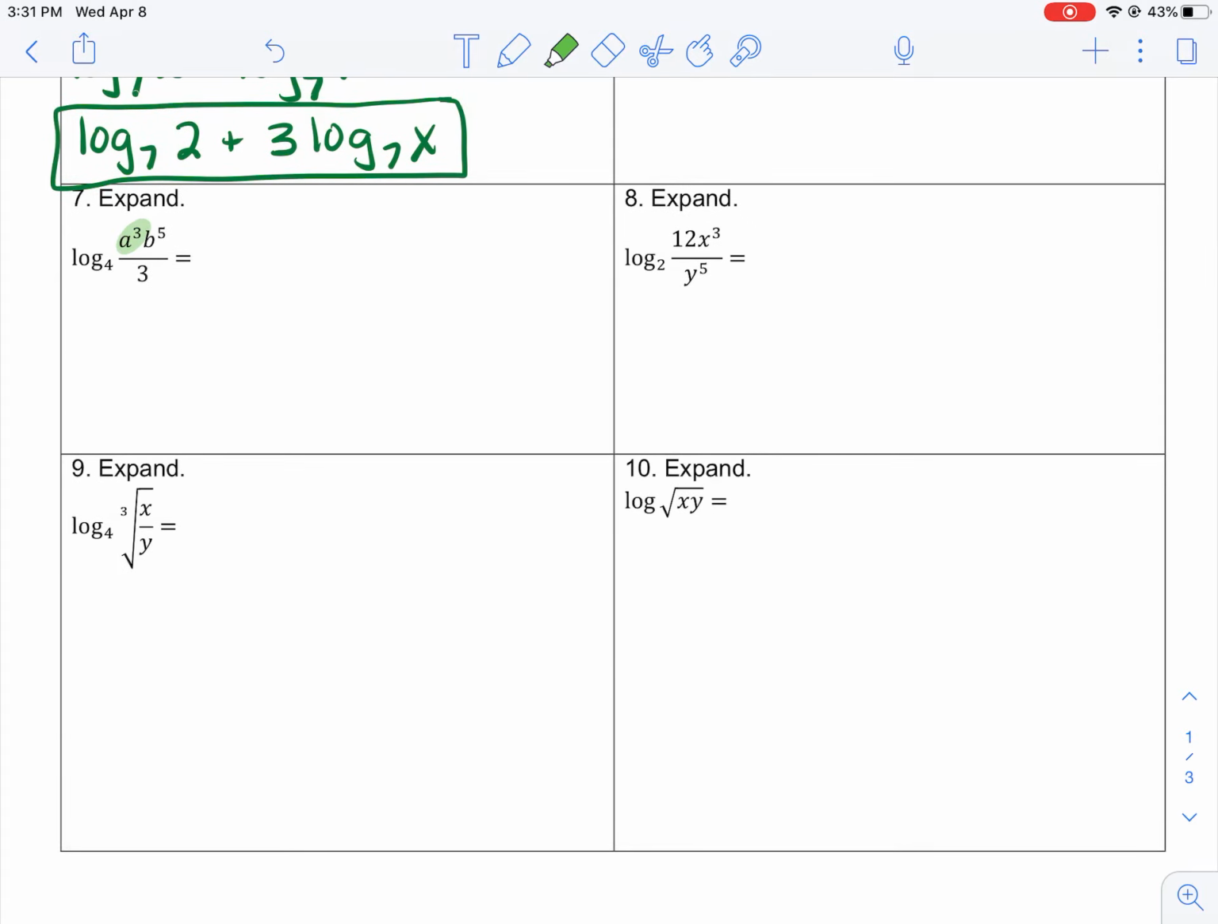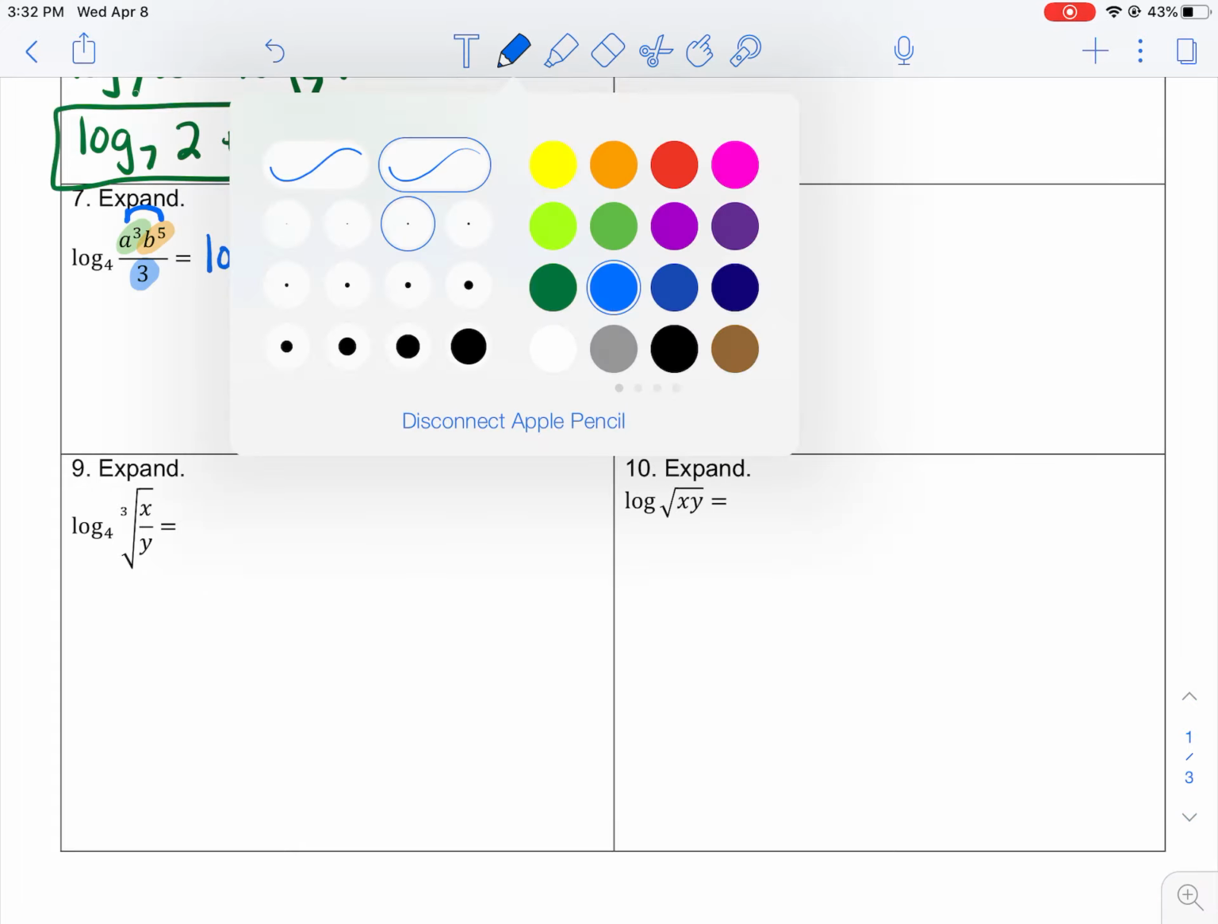Okay, so the next one, let's start by counting how many terms that argument has. We have an a cubed, we have a b to the 5th, and we have a 3. So we need to write log base 4 three times. We need one for the a cubed, we need a log base 4 for the b to the 5th, and we need a log base 4 for the 3. Now the first 2 terms are on the top. They're being separated by multiplication, so I put a plus sign in between the first 2 terms. The last term, the 3, is on the bottom, and so I put a minus sign.